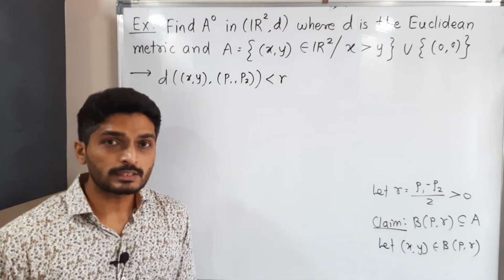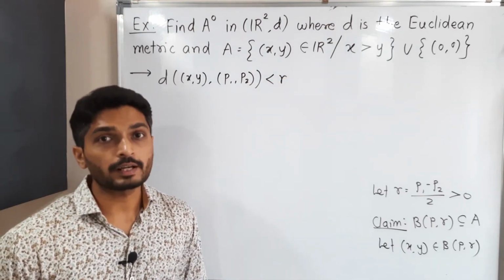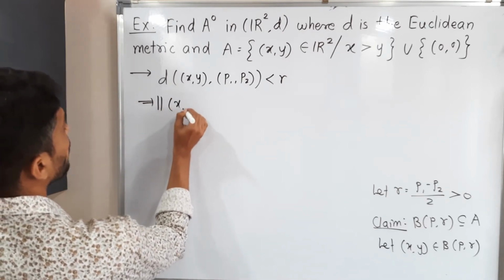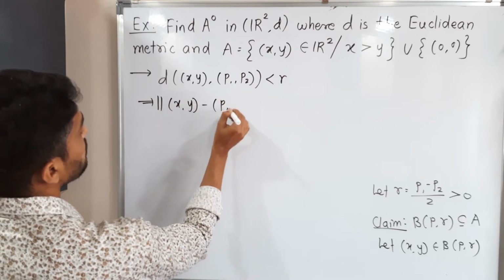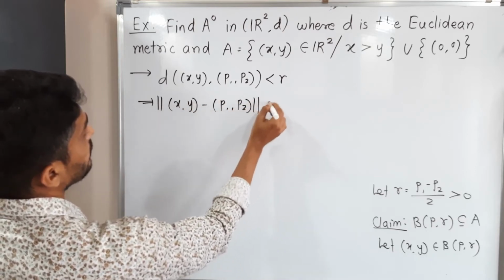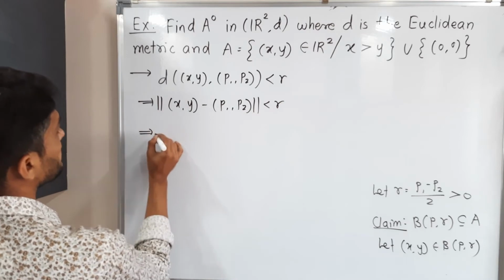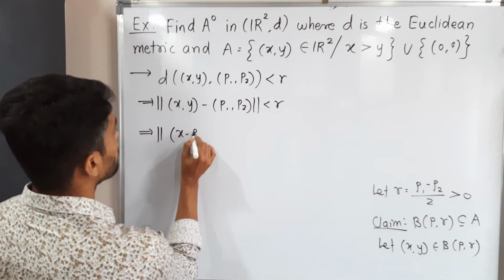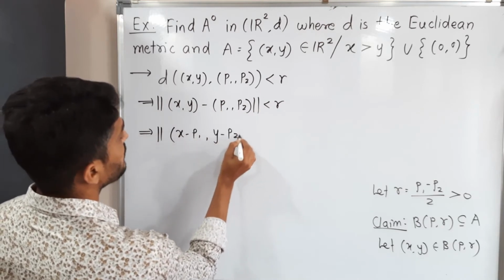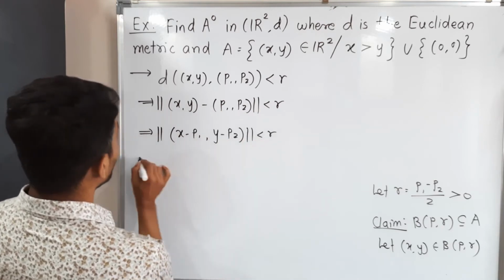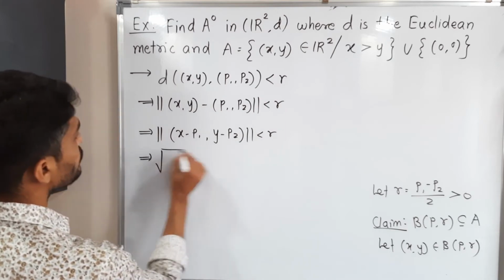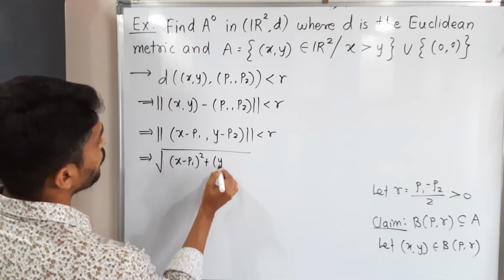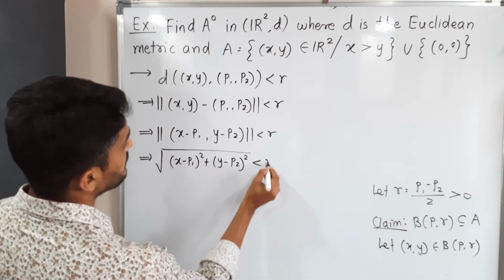Okay, so this is the Euclidean metric. You know well how to find a distance. So this is nothing but norm of (x, y) minus (P1, P2) less than R, which implies we can subtract component-wise. So this is norm of (x minus P1, y minus P2) less than R. You know well how to find the norm by taking the square root of (x minus P1) square plus (y minus P2) square, less than R.